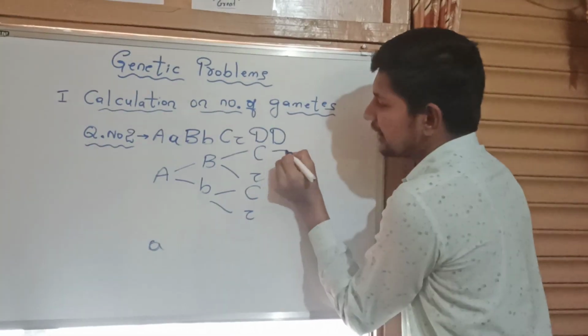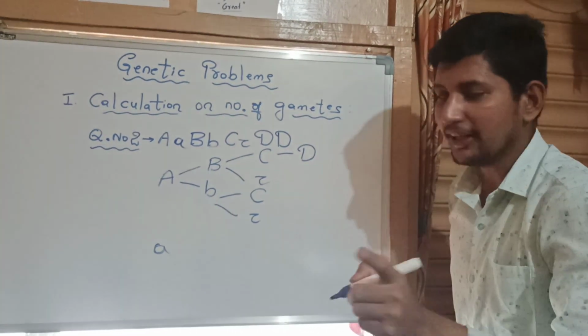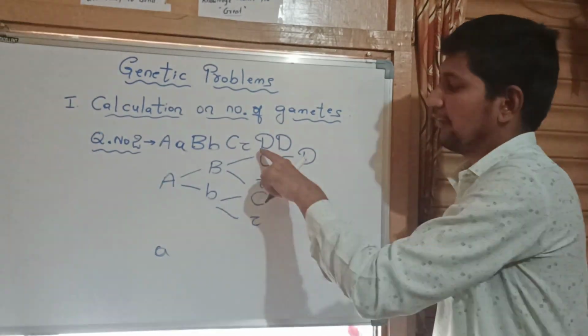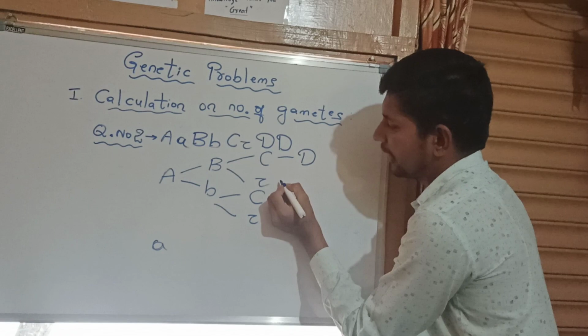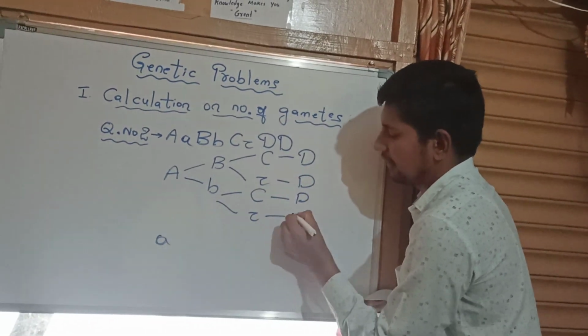Now D is in homozygous condition, therefore we have to write only one. Keep in your mind, when the homozygous condition is given, you have to take only one allele. When the heterozygous is given, both the alleles are considered. Again here there is a probability that D, D, D.